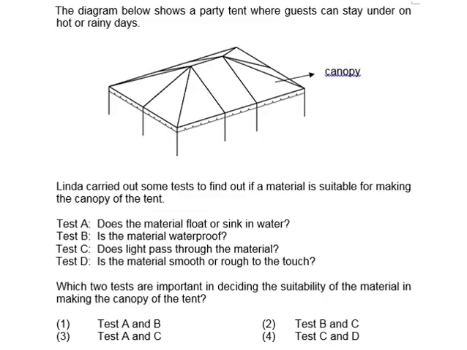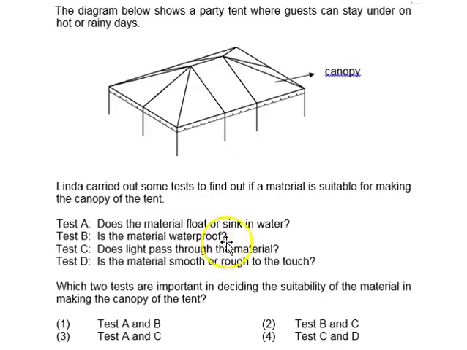The diagram below shows a party tent where guests can stay under on hot or rainy days, and normally this is outside. On hot days, it will block the sunlight so that people can be under it comfortably. On rainy days, it will block the rain, so it will not allow the guests and whatever is under the tent to be wet. Now, Linda carried out some tests to find out if the material is suitable for making the canopy of the tent. The canopy is the top part, which shields the guests and everything under it from the sunlight and from the rain.